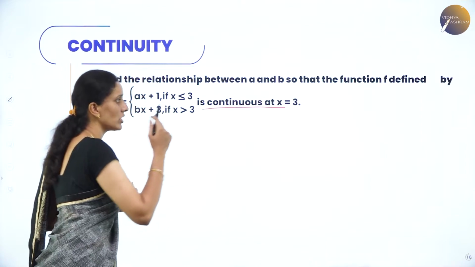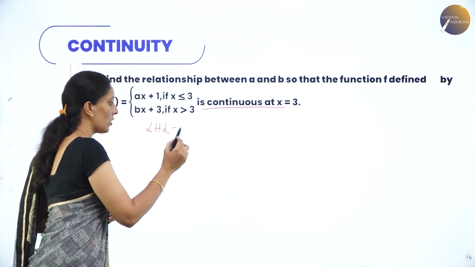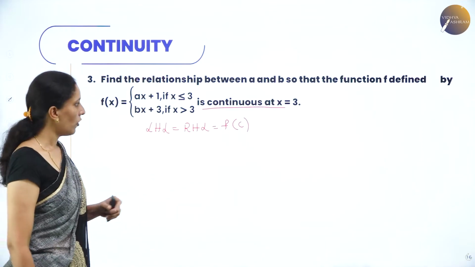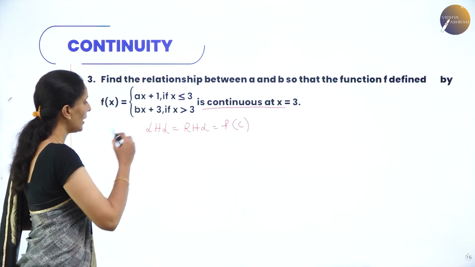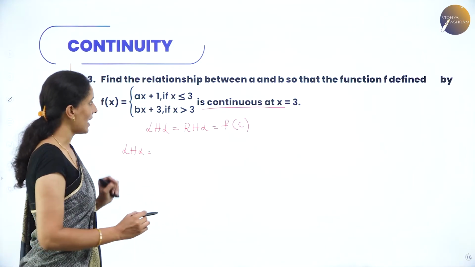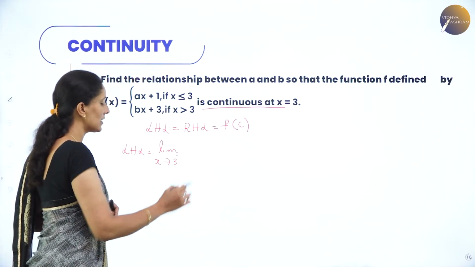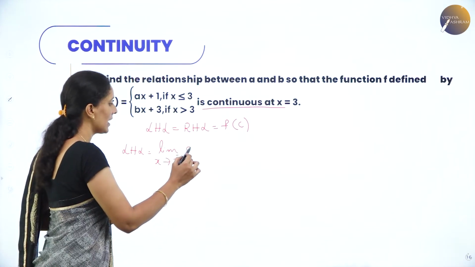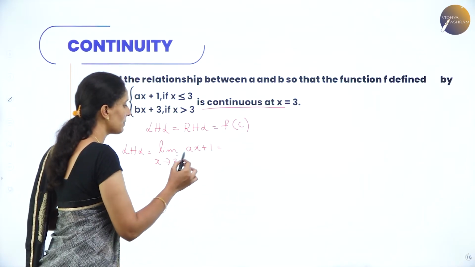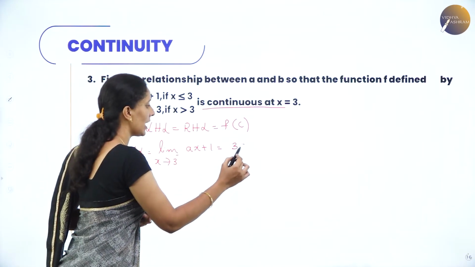Clearly, they have given that the function is continuous. Whenever the function is continuous, the left hand limit will be equal to the right hand limit, and it will be equal to the value of the function. So from this definition, let's take the left hand limit. What is our left hand limit? The limit of the function as x tends to 3 minus, where x is less than 3, f of x is defined as ax plus 1. Here x must be given the value of 3. So it will be equal to 3a plus 1.